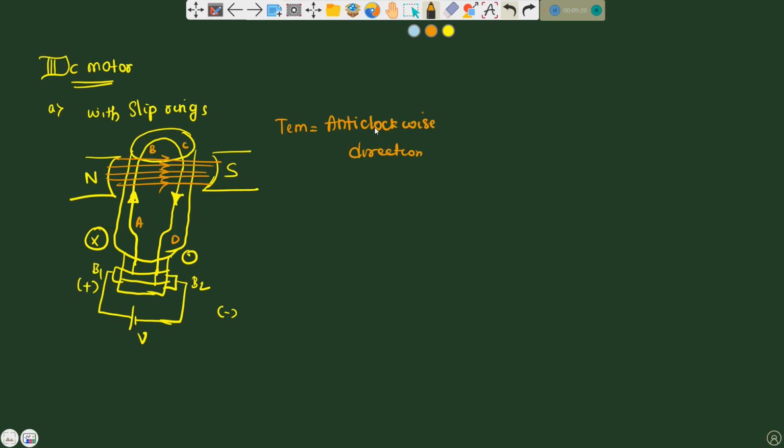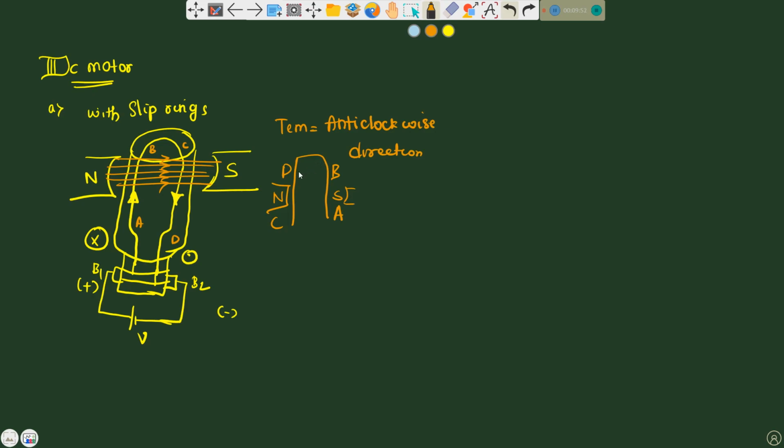Okay, and after half rotation CD comes under north pole. This CD will come like this. It will be CD, then it will be BA, understood? So here this will be north pole and this will be south pole after half rotation. At that time CD comes under north pole and AB comes under south pole.